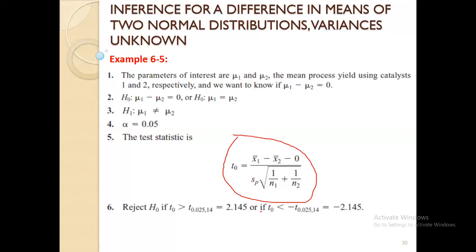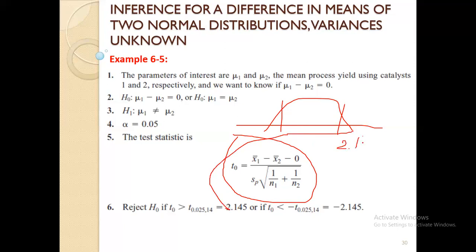And we also calculate the critical value for this. It is 2.14 and minus 2.14. Then you calculate T0. If it's less than minus 2.14 or greater than 2.14, you reject H0. If it's between minus 2.14 and 2.14, you accept H0.